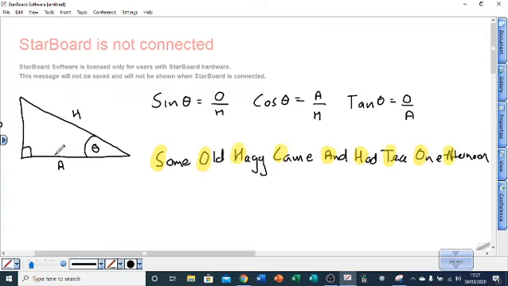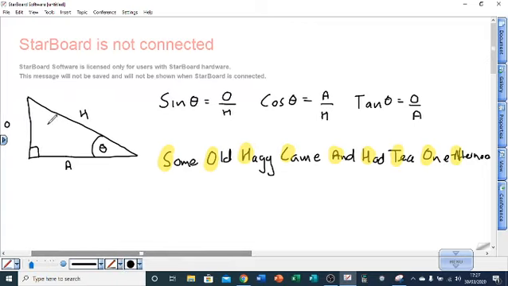So just a couple of things there. You need to be able to label the sides correctly. It only works for right angle triangles. You will use trig generally 99% of the time when there's an angle involved. You certainly won't be using trig if there's no angle involved, but it could be Pythag. So an angle involved generally means it's trig.